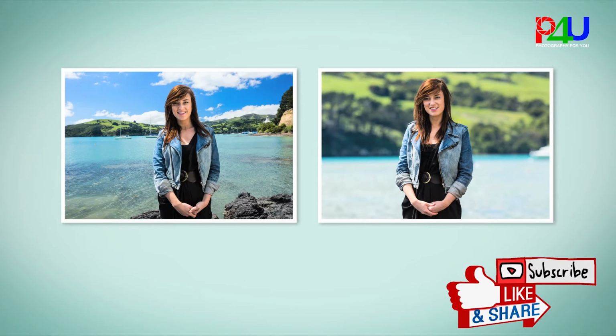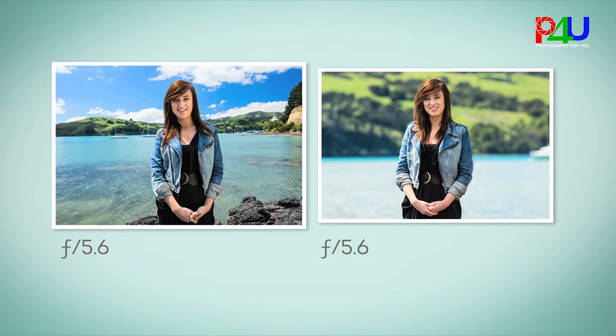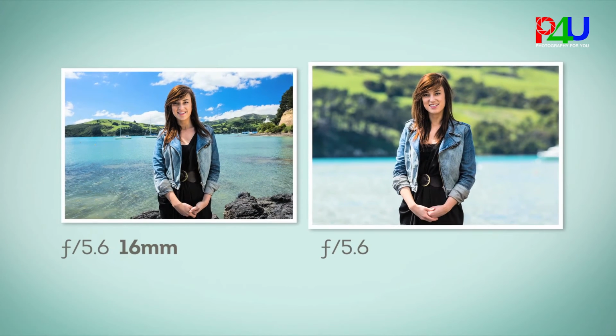Take a look at these two examples. Both are shot at an aperture of f5.6. Our first image with a focal length of 16mm has a much sharper background, while our second image at 200mm has a blurred background.